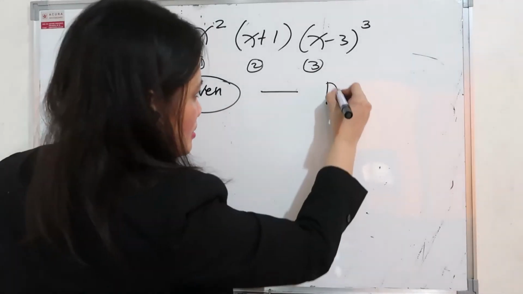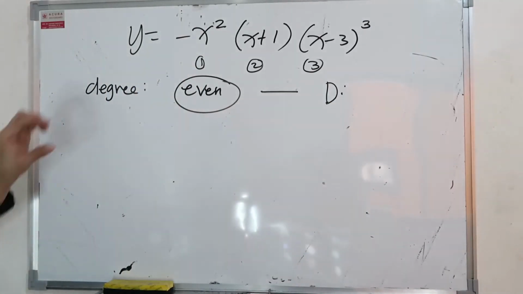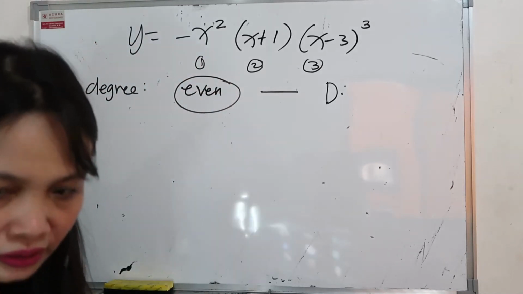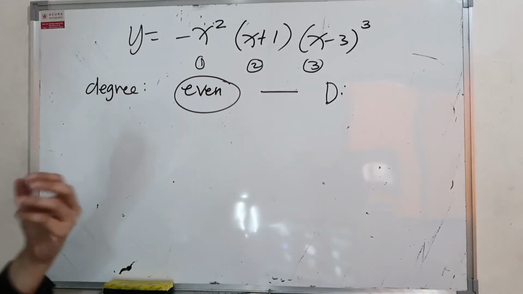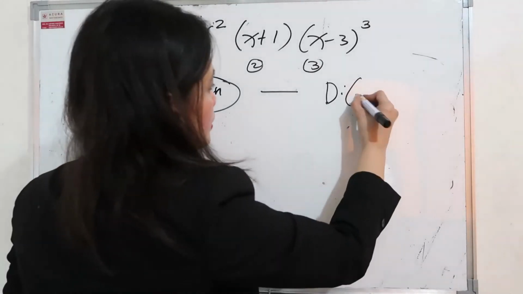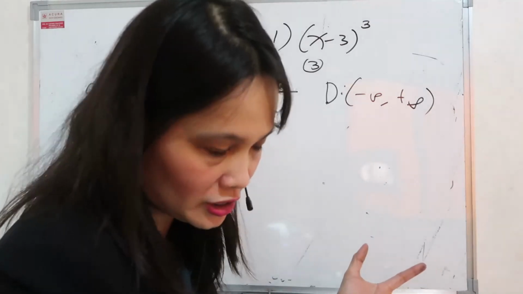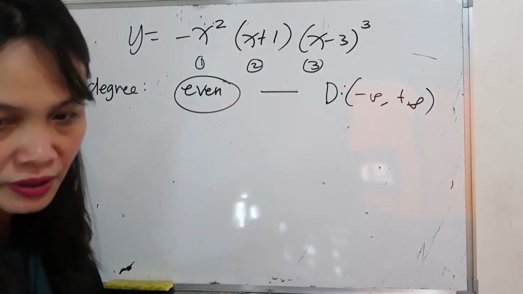What is the domain? The leading coefficient is negative, the degree is even. What's the domain? Okay, negative infinity to positive infinity. No question asked. Negative infinity to positive infinity.